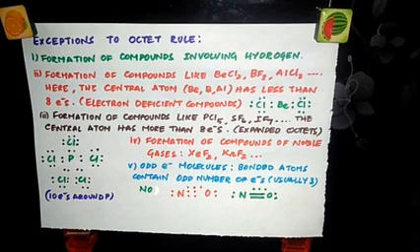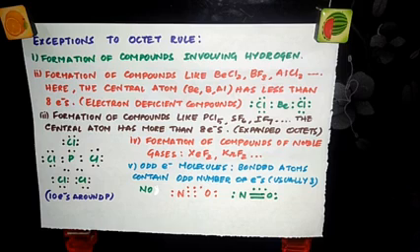Although the octet rule is able to explain the formation of a large number of compounds, there are some exceptions to this rule. So let's see the exceptions to the octet rule. The first exception is the formation of compounds involving hydrogen. As you know, a hydrogen atom has only one shell containing one electron, so it needs one more electron to complete its shell, that is, to acquire the nearest noble gas configuration of helium. So hydrogen needs to complete its doublet and not an octet as explained by the octet rule.